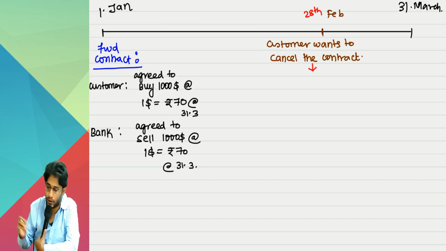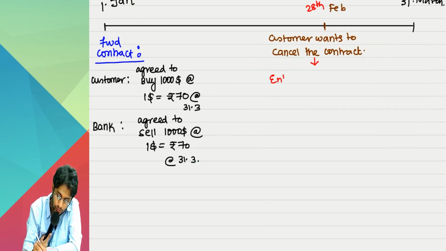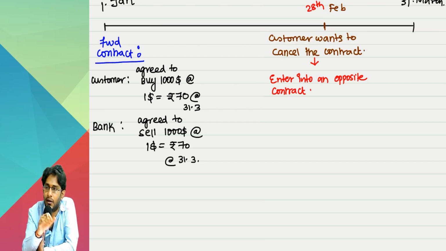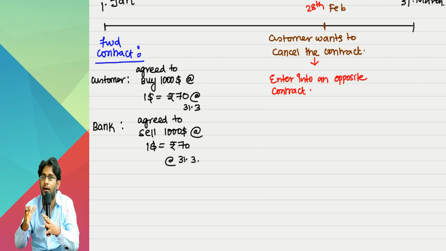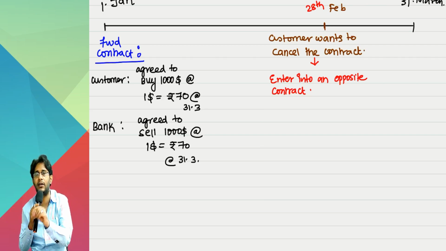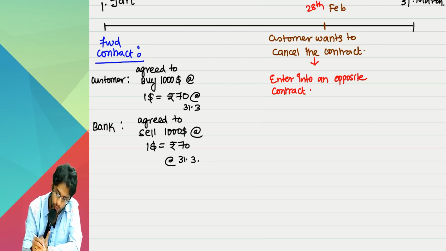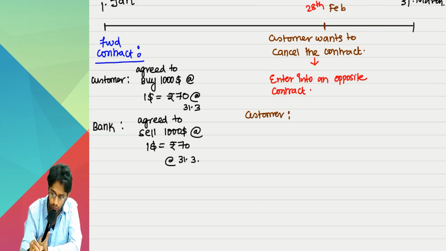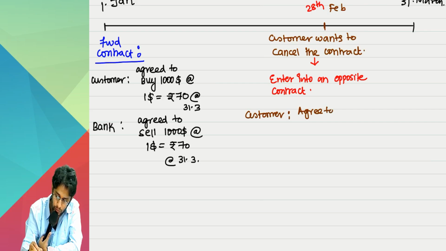If you have to cancel the forward contract, you have to enter into an opposite contract to do this. You should enter into an opposite contract in such a way that the second contract kills the first contract. So when both contracts get executed, the first one and the second one, effectively you need not buy dollar, you need not sell dollar. That sort of situation you have to create. Now you tell me the provisions of this contract. Customer, what should he agree to? Originally we agreed to buy. Now the customer should agree to sell.